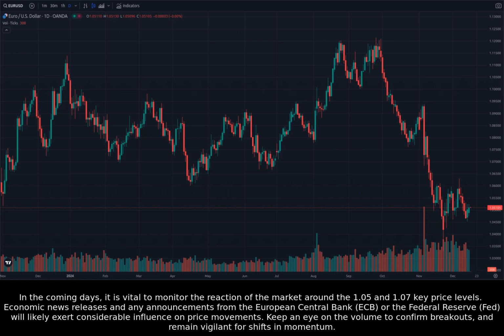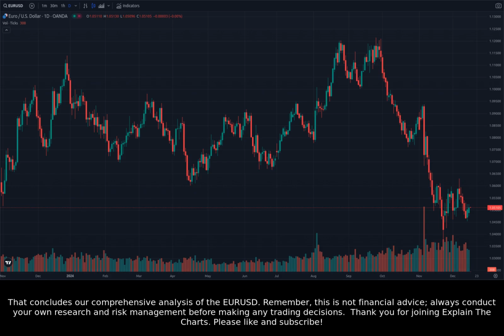In the coming days, it is vital to monitor the reaction of the market around the 1.05 and 1.07 key price levels. Economic news releases and any announcements from the European Central Bank, ECB, or the Federal Reserve, Fed, will likely exert considerable influence on price movements. Keep an eye on the volume to confirm breakouts and remain vigilant for shifts in momentum. That concludes our comprehensive analysis of the EURUSD.